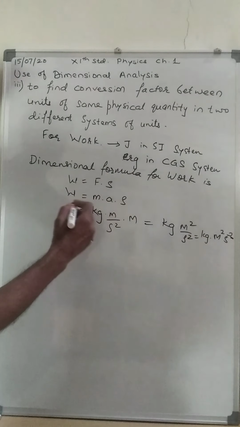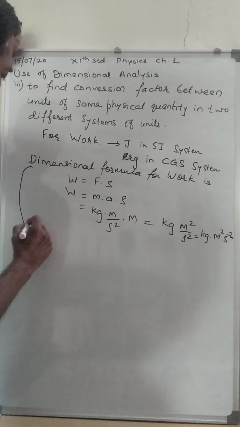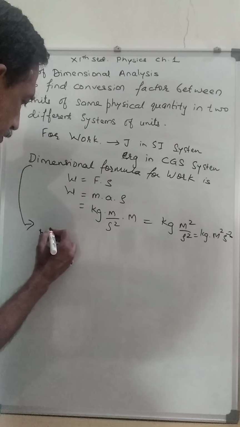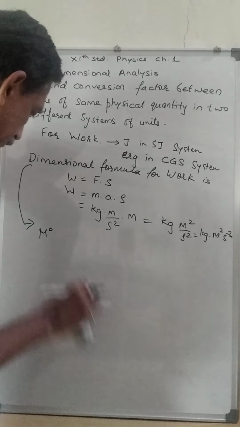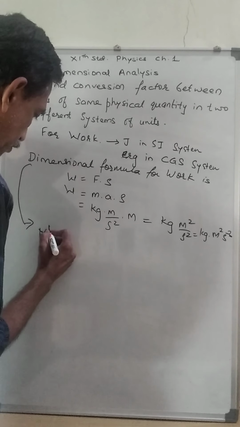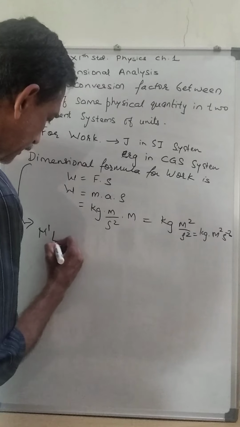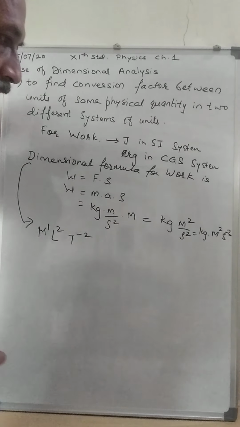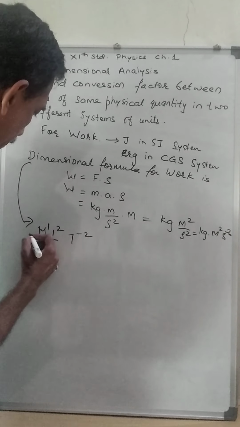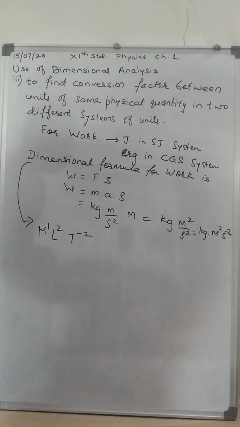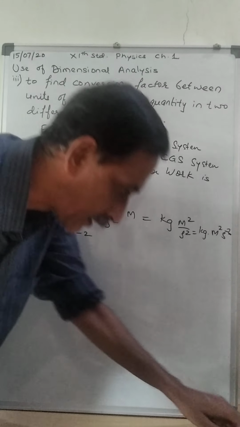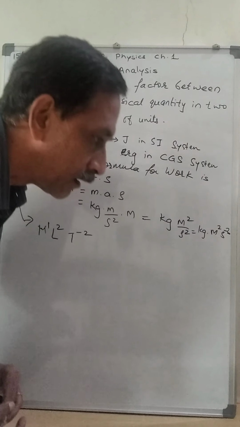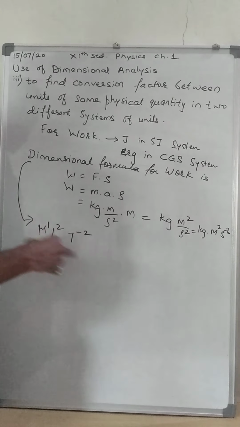So the dimensional formula for work is mass M raised to 1, length L raised to 2, and time T raised to minus 2. This is the basic dimensional formula.